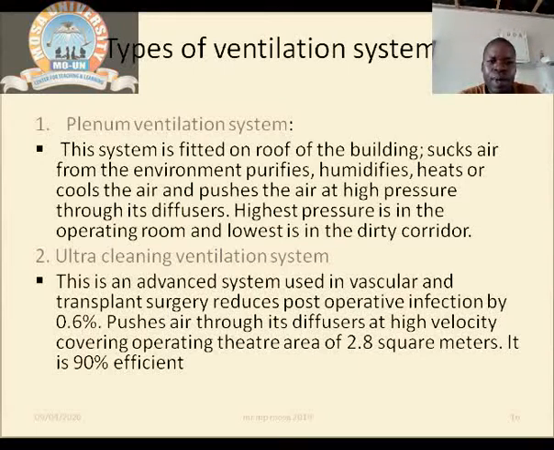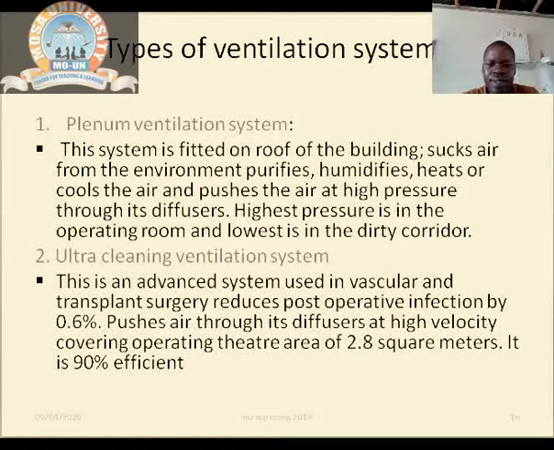So from this explanation, you can see that the ventilation system which is installed in theater is there to also help prevent infection. If you look at the operating room where the operations are being done, the pressure is high to ensure that there is no dirty air which is left in the operating room. And as you go to the dirty corridors with dirty environment, the pressure becomes low because this area is already dirty. Then the second type of ventilation system is ultra cleaning ventilation system.